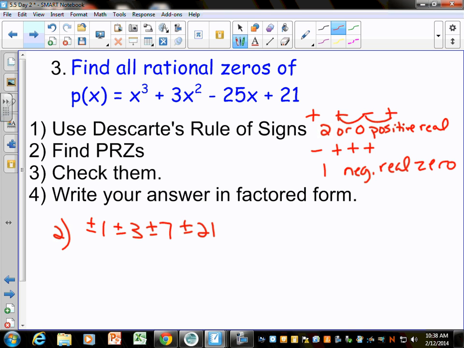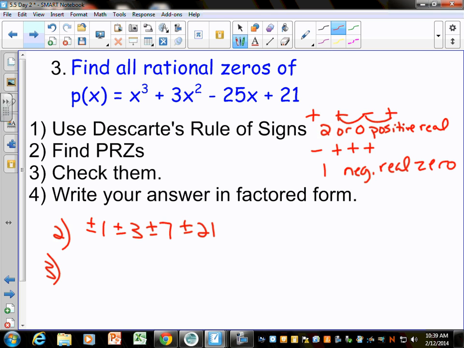Sometimes when I give you an odd problem in the book, people like to just magically think, oh, I picked it on the first try, which one works? I'm on to you. I know you're going to do that. But that's find the PRZs. We did it because it's over 1. Step 3, you have to plug them in and see what happens. You need it to work, which means you need it to equal 0.